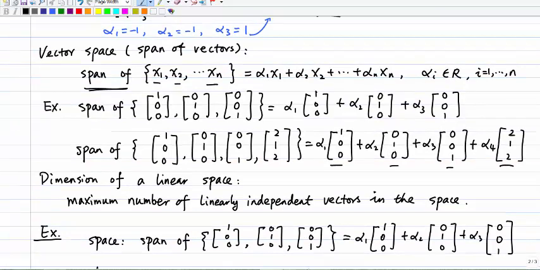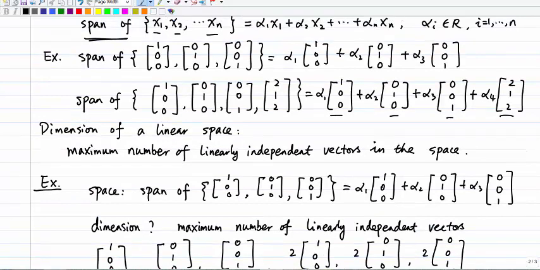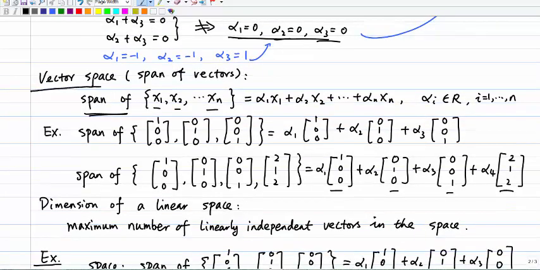The next concept is the dimension of a linear space. The dimension of a linear space is defined as the maximum number of linearly independent vectors in the space. So let's say the space, typically this span. This vector space, or a span of vectors, is also called a vector space.